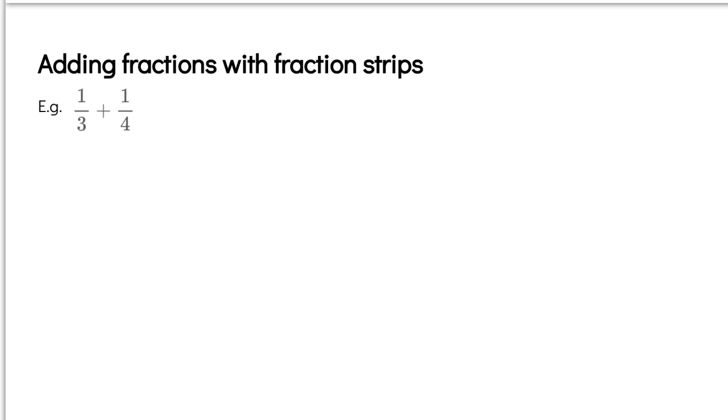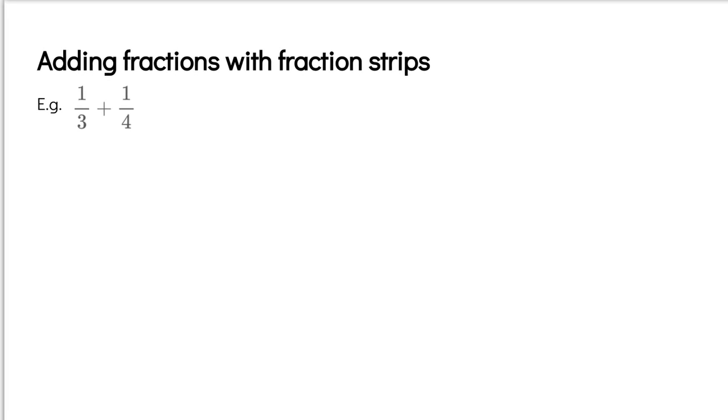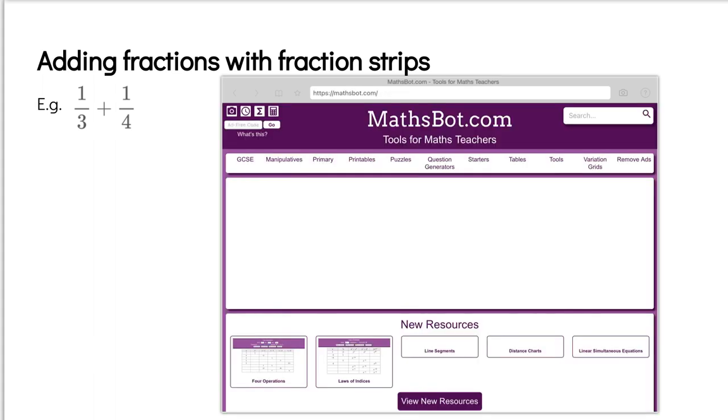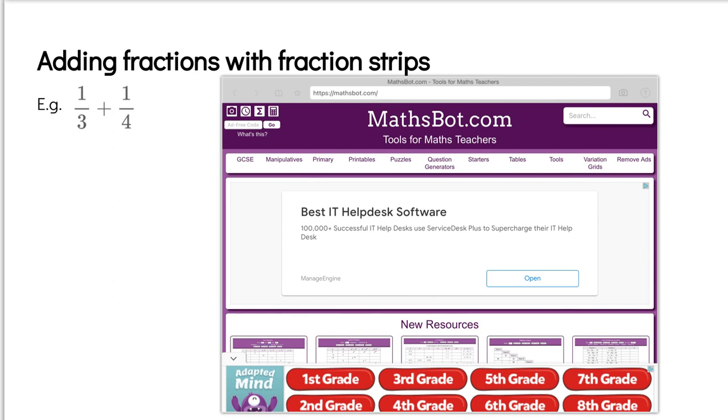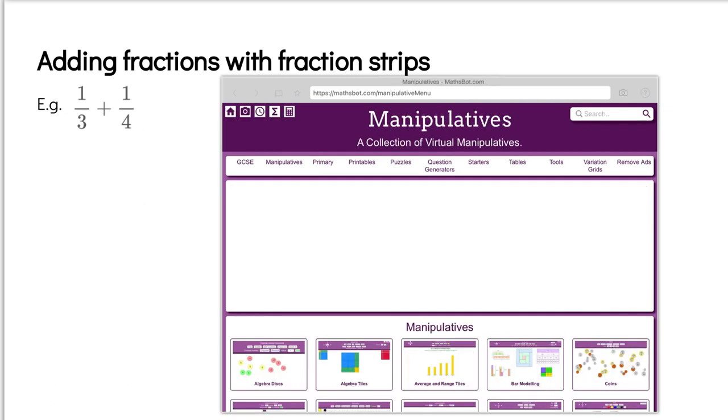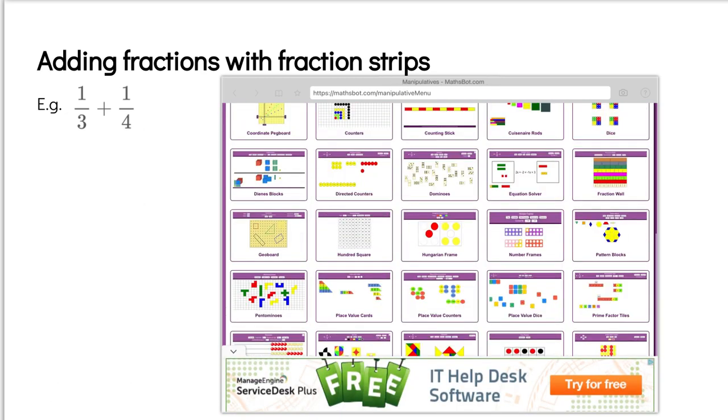Let's look at another one where we have adding fractions with fraction strips. Now, my favorite version of this is in mathsbot.com under the manipulatives. So I'll show you just how to get there. You would go to mathsbot.com, and then you can go to manipulatives, which is right up here. And when you click on it, you should be able to find something called the math wall, or the fraction wall. And it looks like this right over here.